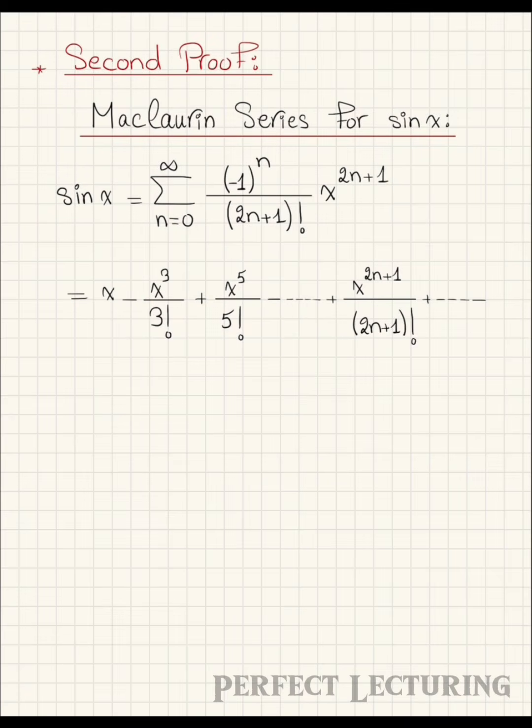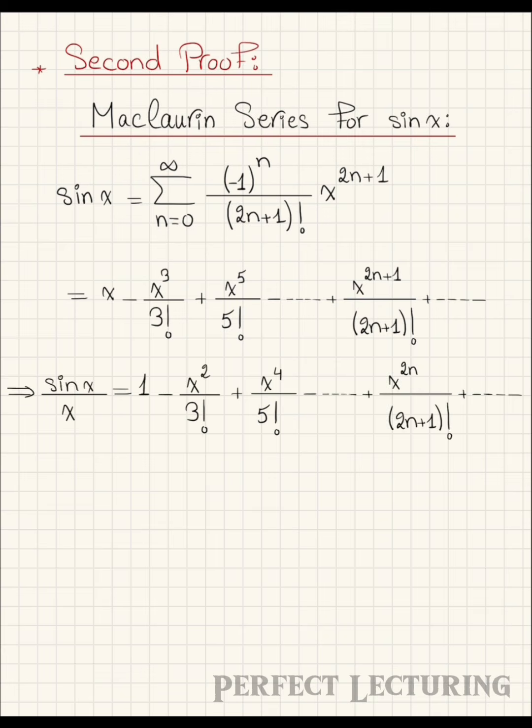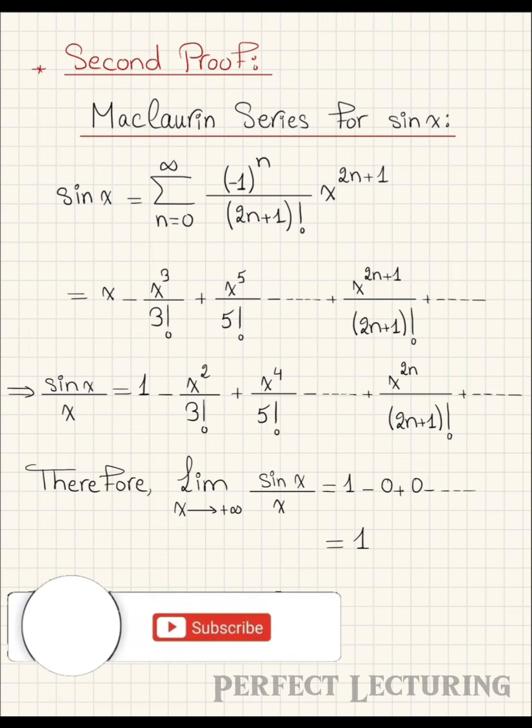The second proof is based on using the Maclaurin series of sine of x, and it's this formula. x minus x to the power of 3 over 3 factorial plus x to the 5 over 5 factorial, etc. If we divide both sides by x, we get the following expression. And then, this means that the limit of sine of x over x, as x goes to 0, is equal to the limit of this expression as x goes to 0 as well, which is obviously equal to 1. And this is the second proof.